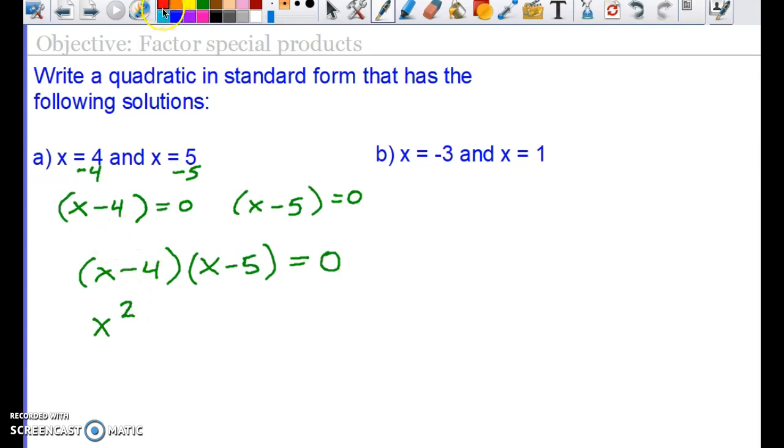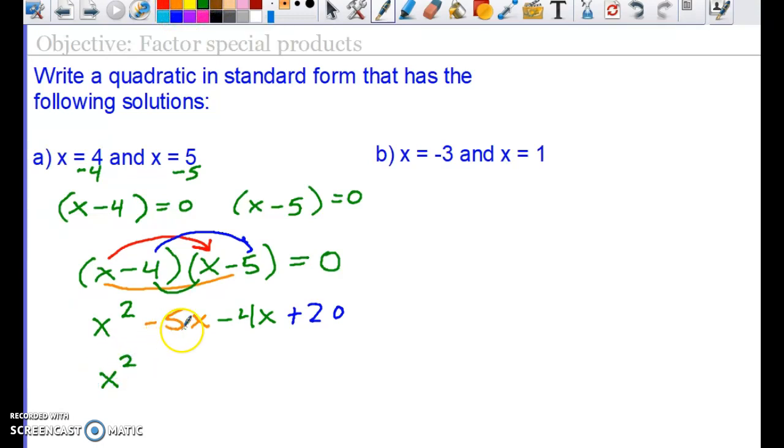What I'm doing now is distributing using the FOIL method. So actually I'm multiplying binomials, first times first, outer times outer, I get negative 5x. I get inner times inner, which is going to be that negative 4x. And finally the last times the last, which gets me positive 20. Okay, that should be familiar to you from the last unit, Unit 7. And so therefore, when I combine my like terms, I'm going to get x squared. Negative 5x's minus 4 more is minus 9x. And then plus 20 is what the original quadratic equation would have been, set equal to 0.